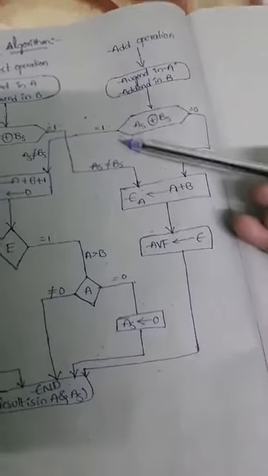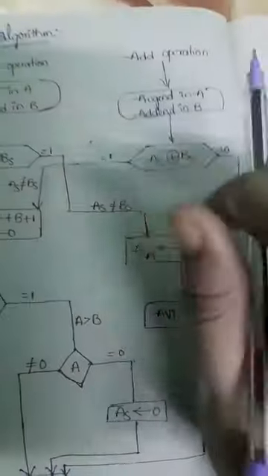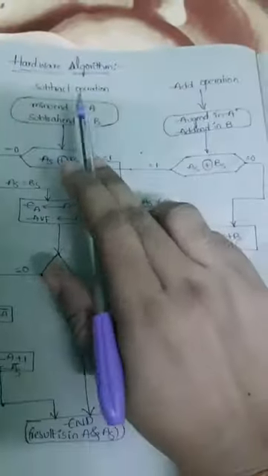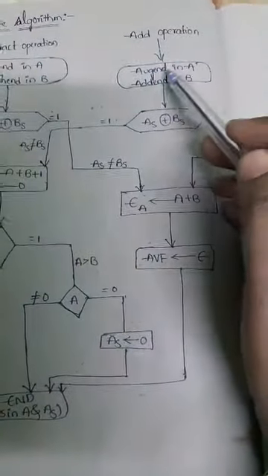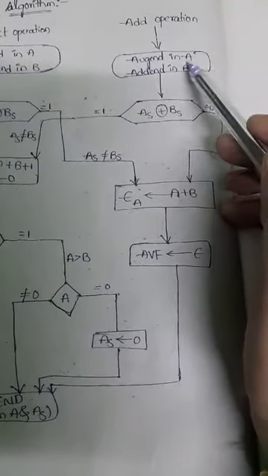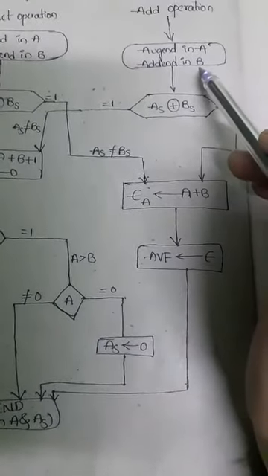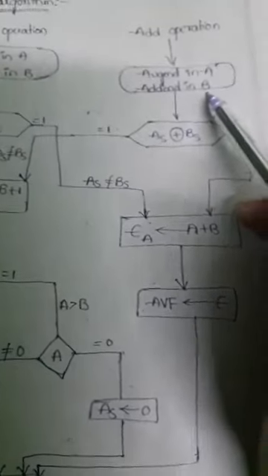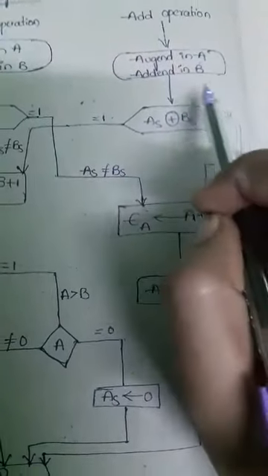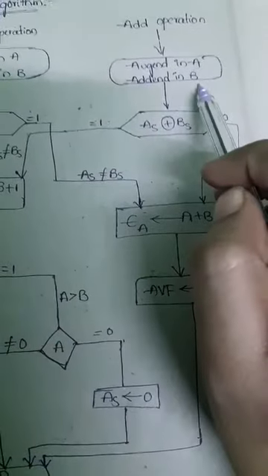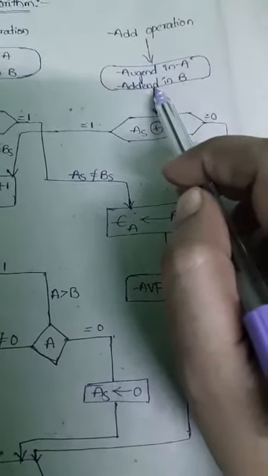Okay, so here just observe the logic. This is for the addition operation now. For the addition operation we need two numbers, and for the subtraction operation also we need two numbers, right? For adding two numbers, the first number we call the augend, and the second number we call the addend. So the first number will be stored in the A register, and the second number will be present in the B register, that is augend and addend.